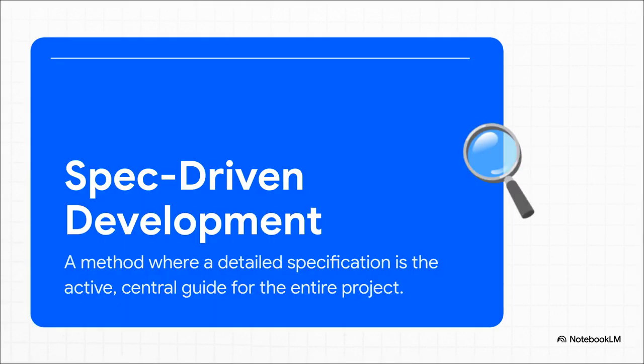Okay, so what is spec-driven development, really? Well, it's a method where that detailed specification, or spec, isn't just some document that you write once and then gets filed away and forgotten. No way. Instead, it becomes this active, central guide for the entire project. It's the single source of truth that informs every single decision.